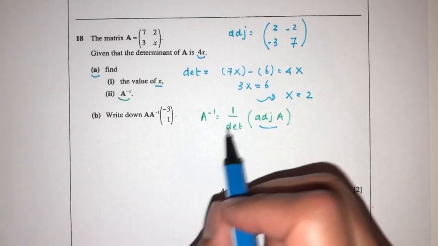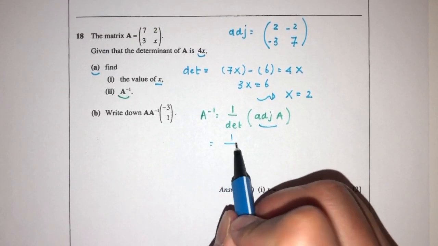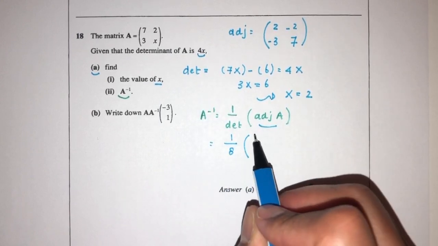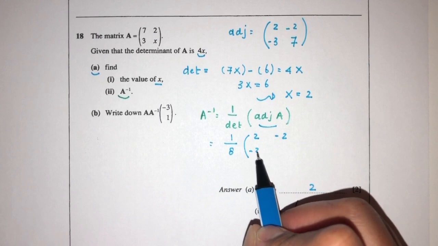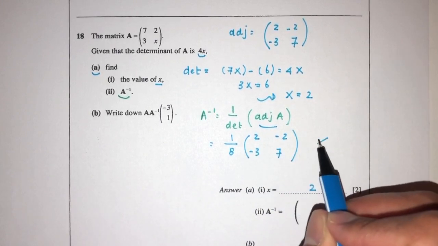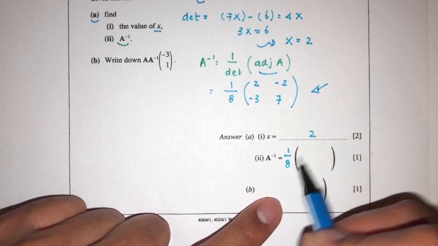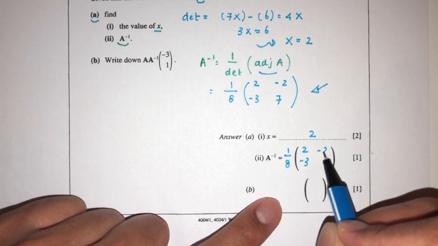Now we just replace back in the formula here. You will have 1 over determinant, which will be 4 times 2, that will be 8, multiplied by adjoint matrix. And this is your answer for question part 2. So let's write this here, 1 over 8, 2, minus 3, minus 2, 7.